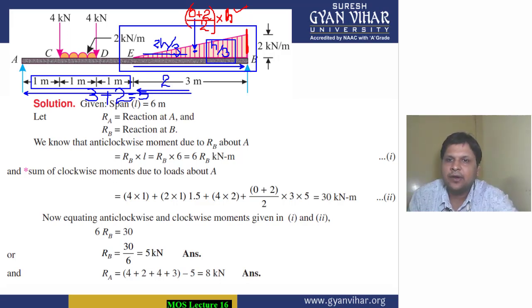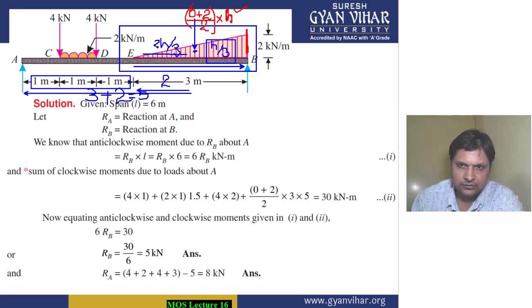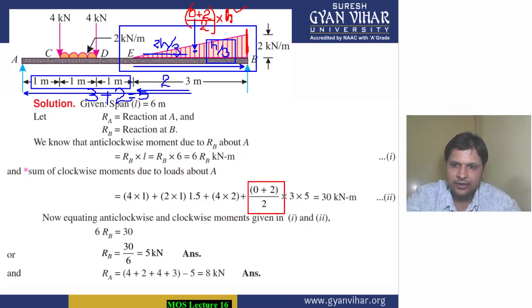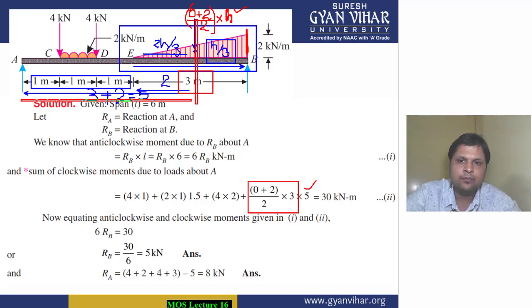So 0 plus 2 divided by 2 into h. This is the formula. For this formula, we first calculate the load value: 0 plus 2 divided by 2 into h, where h is 3, and into 5. 5 is the distance of this load from point A. In this way we have calculated the anti-clockwise moment and also the clockwise moment.